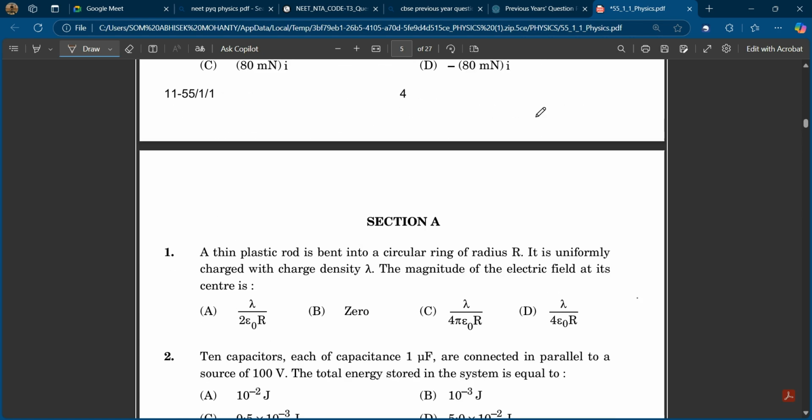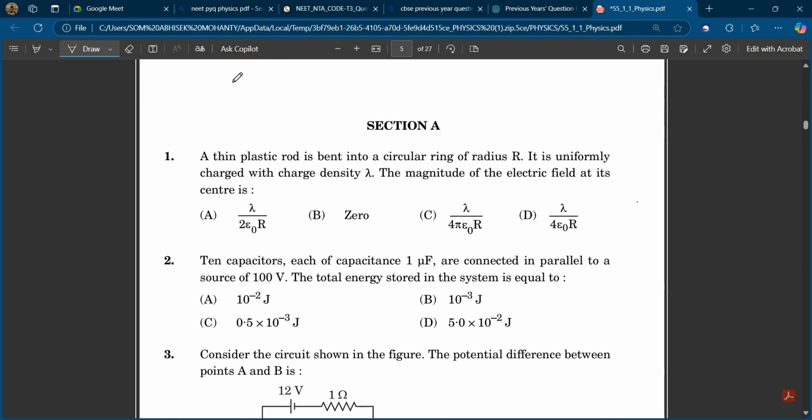See, a thin plastic rod is bent into a circular ring of radius r. Suppose this was a plastic rod, it is bent into this circular ring. It is uniformly charged with charge density lambda. So this lambda was the charge density of the rod, and now it is distributed over a circular ring. The magnitude of the electric field at its center.